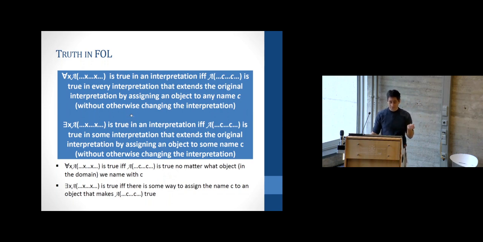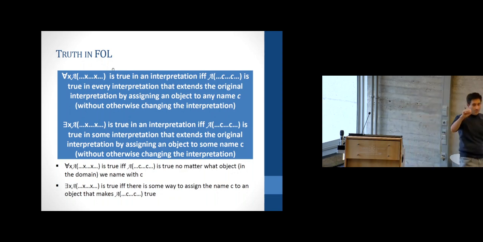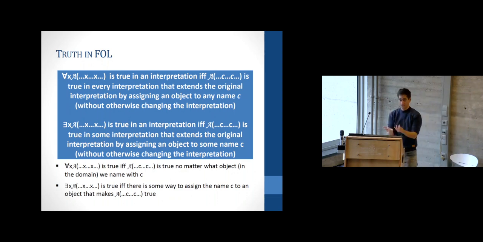So it goes like this. For all x, some formula A with x inside it is true in an interpretation if and only if the sentence where you replace x with a name C is true in every interpretation that extends the original interpretation by assigning an object to any name C. Basically, again, the idea is kind of intuitive. For all x, A(x) is true if you can pick any name, even for objects that don't have a name, and then once you replace the x with this new name, you'll get a true sentence.